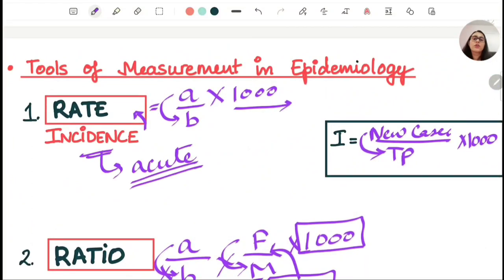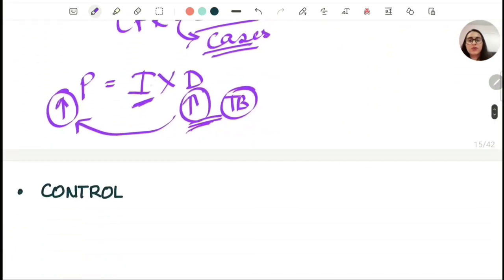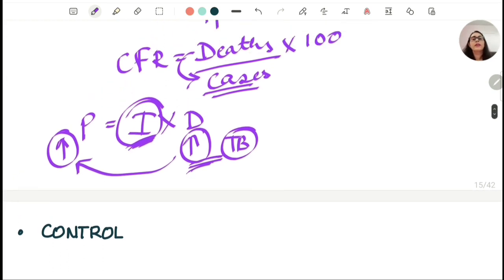Also, we have studied that the cohort study is used for acute diseases, and case control is used for rare diseases. So incidence is used for diseases of shorter duration, that is, acute diseases, while increasing the duration increases the prevalence of the disease. That means prevalence is used for chronic diseases having longer duration.